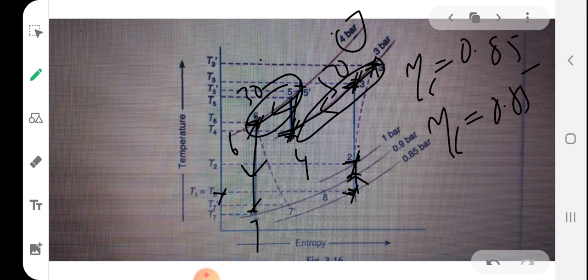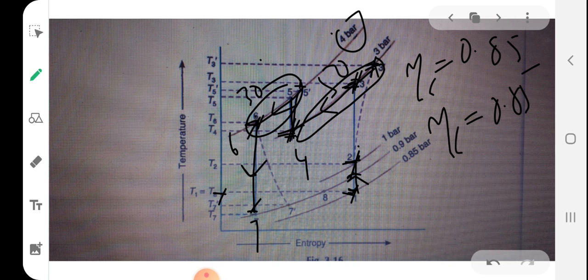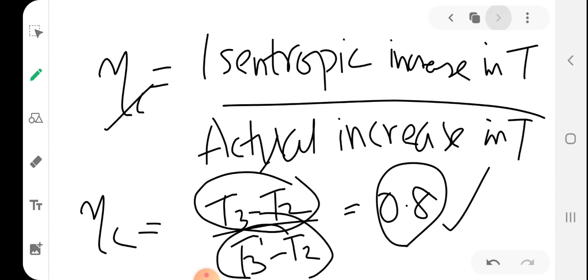But since that is not possible, to what pressure should it be expanded? It is expanding through the cooling turbine, and it will reach the cabin, which is 7. The cabin pressure P7 is given as 0.9 bar. So that is why it will get expanded to 0.9 bar. But it is not actually an isentropic process, it is somewhat adiabatic. So it will expand to 7 dash, at the same pressure but a higher temperature, T7 dash.